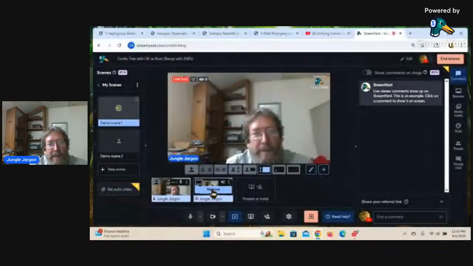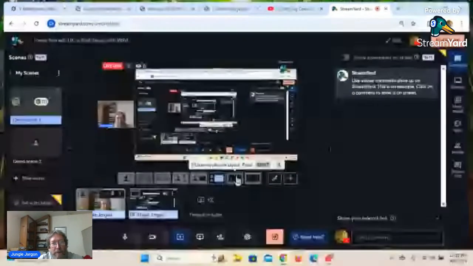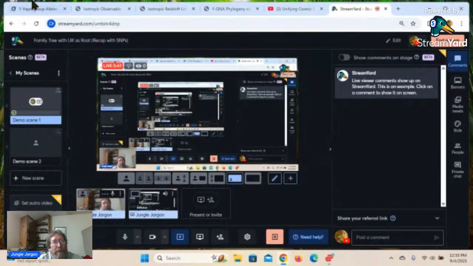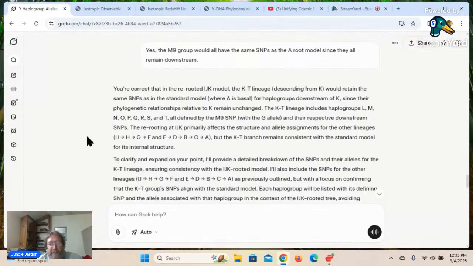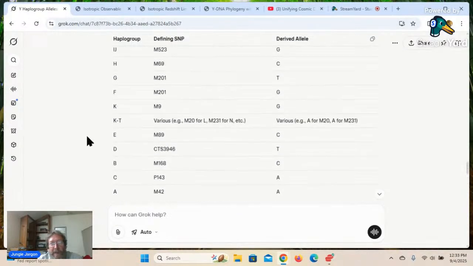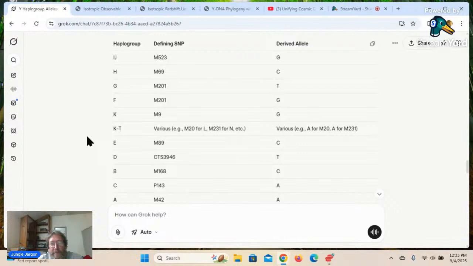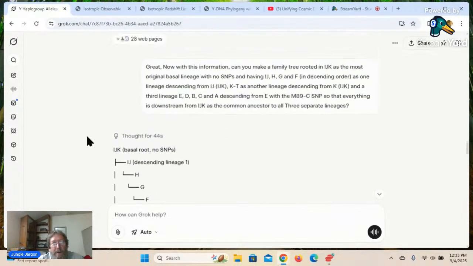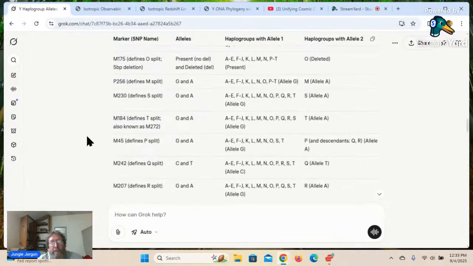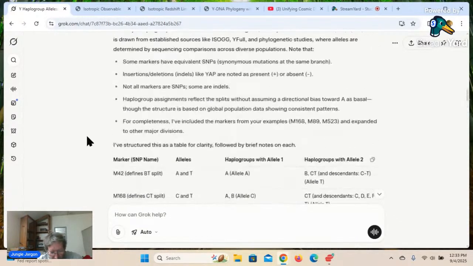I finally got Grok to cooperate and give me the correct alleles. So let's just go to the add, if it'll work. There we go. And we'll go to the Grok response here. Now this time, depending on how you ask the question, it'll give you a different answer, or it just gives you a different answer every time. But if you get it going in the right direction, then you can see what's going on here.